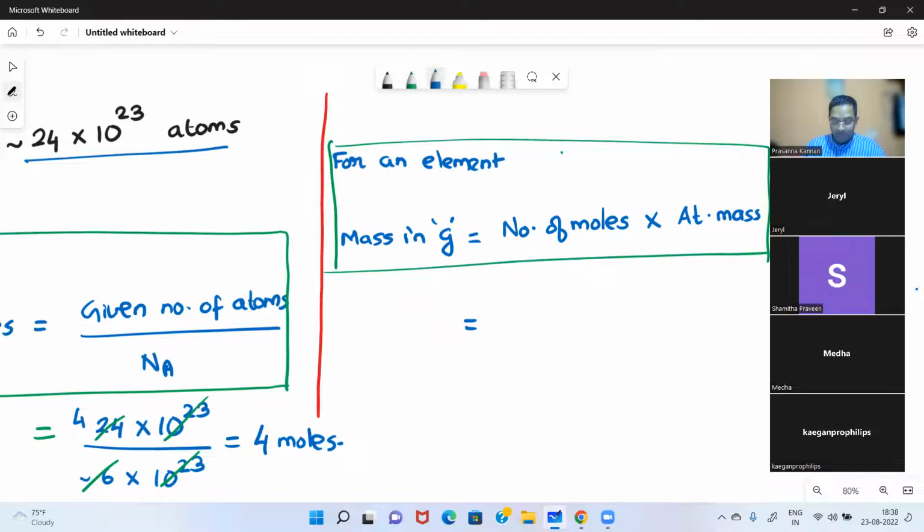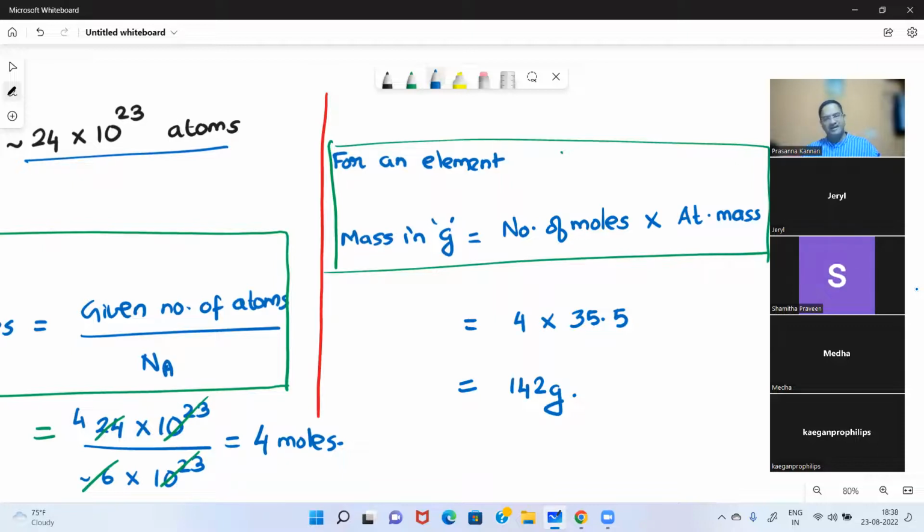So this is going to be the number of moles. What is the number of moles? 4. What is the atomic mass of chlorine? That's 35.5. 35.5 into 2 is 71. 71 into 2 is 142. Therefore, the answer is 142 grams, right?